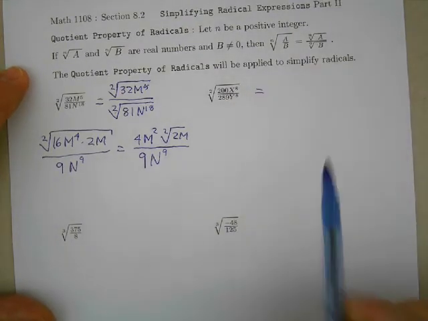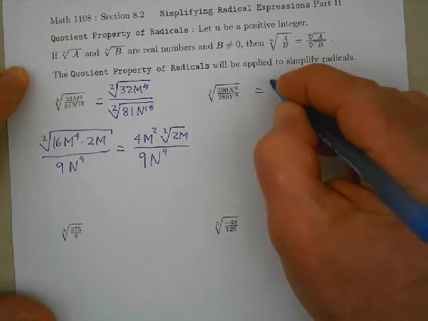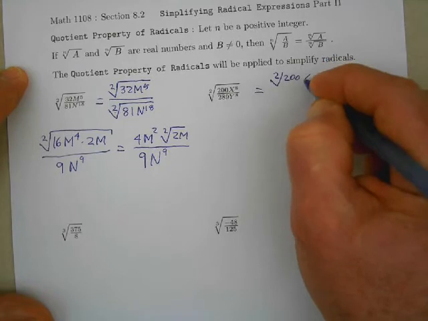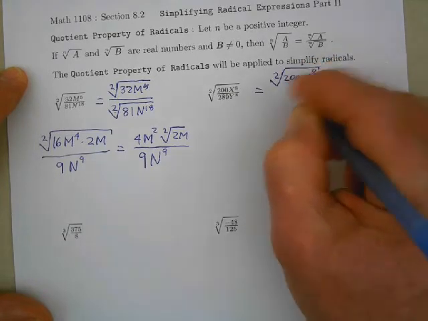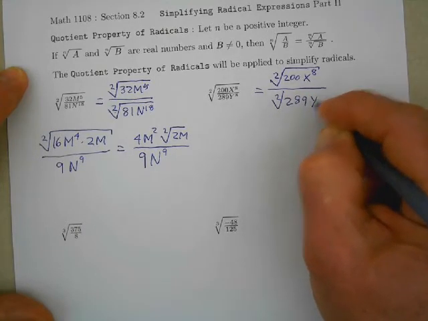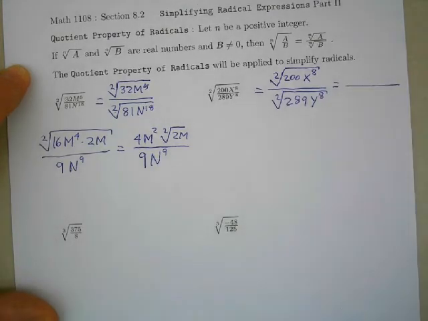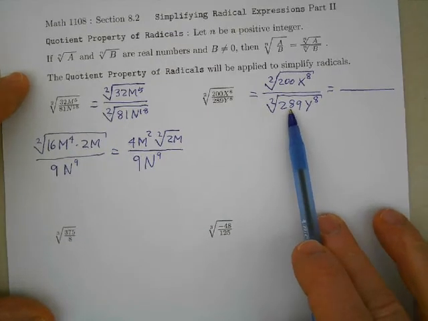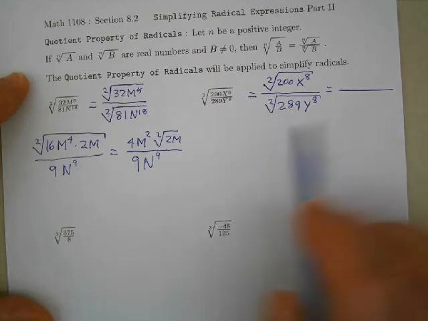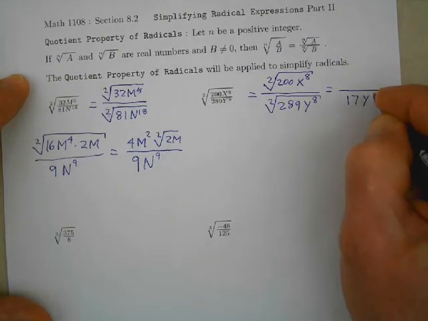we have the square root of 200x to the 8th divided by 289y to the 8th. So we'll apply the quotient property of radicals and write it as the square root of 200x to the 8th divided by the square root of 289y to the 8th. And the denominator simplifies nicely because 289 is a perfect square and so is y to the 8th. So the simplified denominator, the square root of 289 is 17. The square root of y to the 8th is y to the 4th.